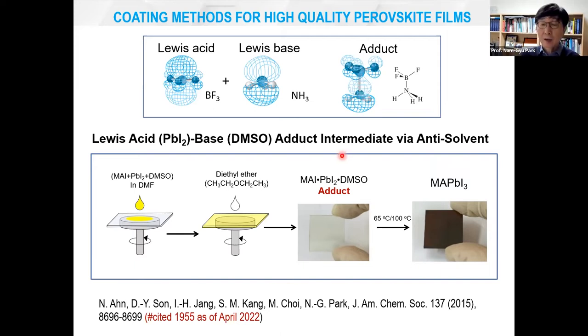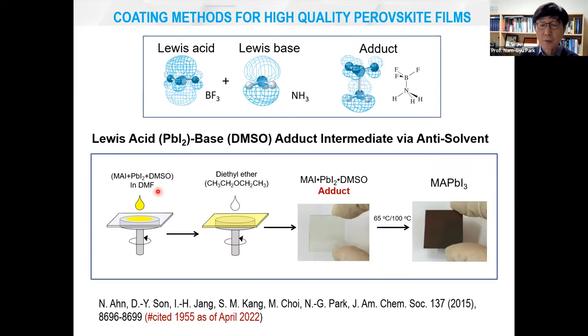So, for instance, you can control the adduct over a very short time, and then you can make a high-quality perovskite film. Because in the precursor solution, usually we include PbI2. PbI2 is a well-known Lewis acid, and the polar aprotic solvents such as DMSO and DMF are well-known Lewis bases. Therefore, we can naturally induce the Lewis acid-base adduct film.